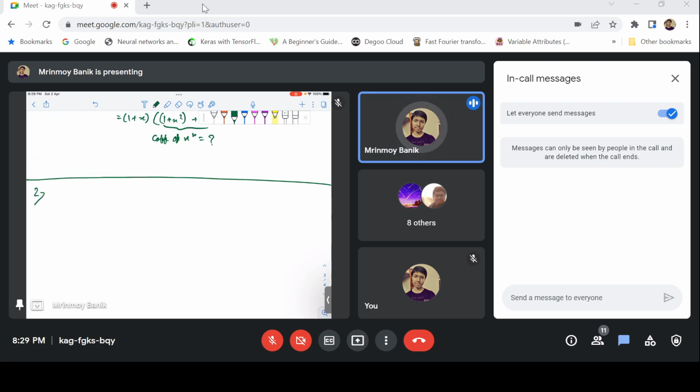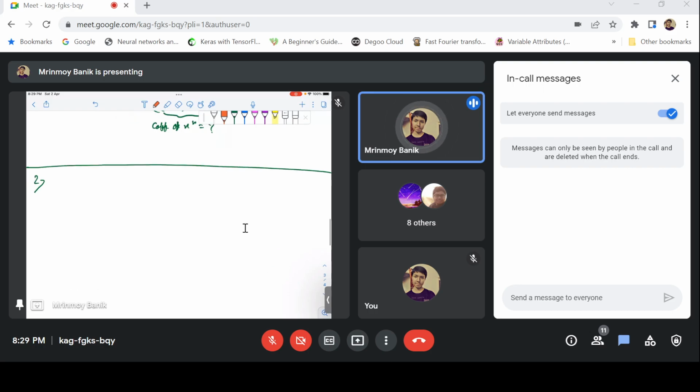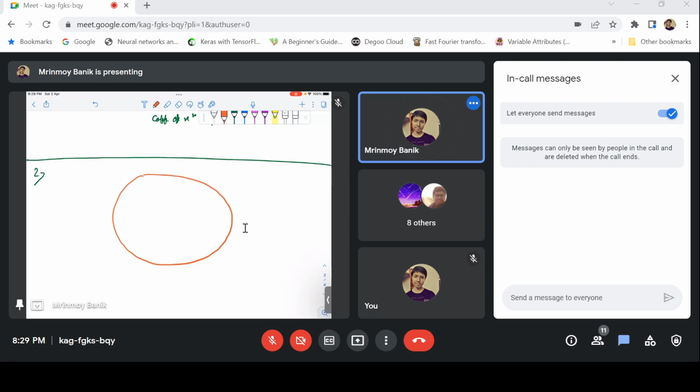So let's move on to the next one. That's a geometry problem. So just let me draw the figure. So the circle, the triangle ABC, and then the incircle.